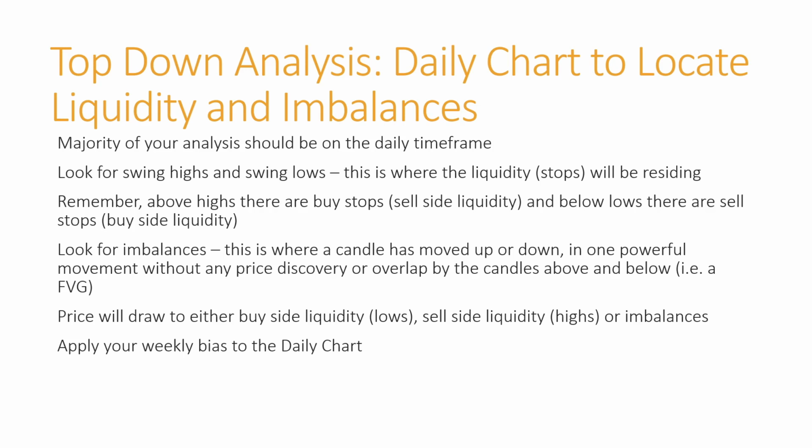And so what we're looking for is swing highs and swing lows, and this is where the liquidity or stops will be residing in the market. Because remember, above the highs there are going to be buy stops, that's where the sell side liquidity will be, and below the lows that's where the sell stops are going to be, that's where the buy side liquidity is. If you think about it, logically at the high, that's where traders will be going short, and so to protect their positions, or to close out their positions if they move against them, they'll have buy stops, which are generally going to be executed at market to close out their positions.